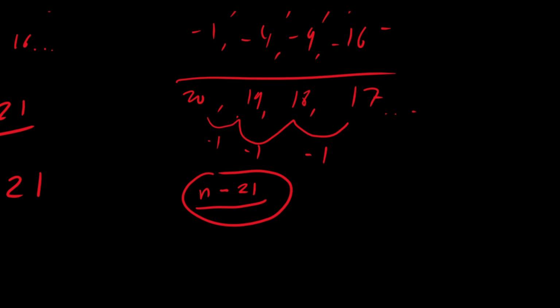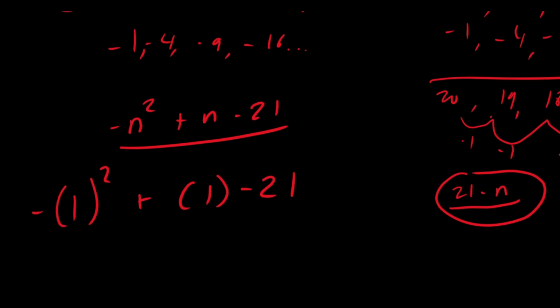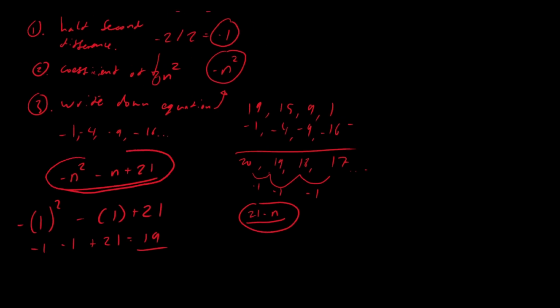It should be 21 minus n, because as n is getting bigger, this value 21 is getting smaller. So as n is 1, 20, 2, 19, and so forth. So therefore, we can just swap these values and plus, and now try again. So this has to be a minus, and this has to be a plus. So what's negative 1? So it's 1 squared, negative 1, and then plus 21, which gives you 19. So this is the correct answer.